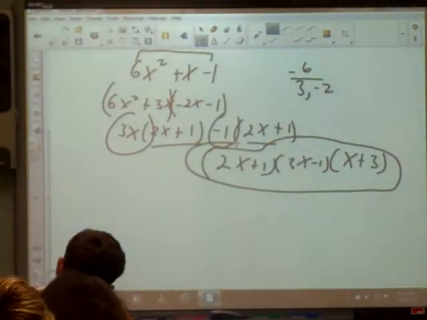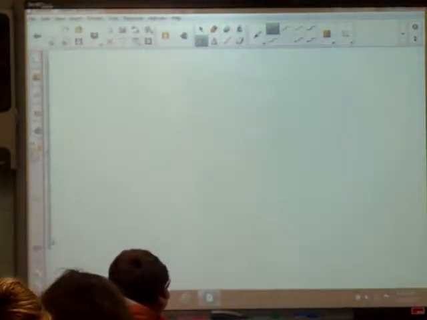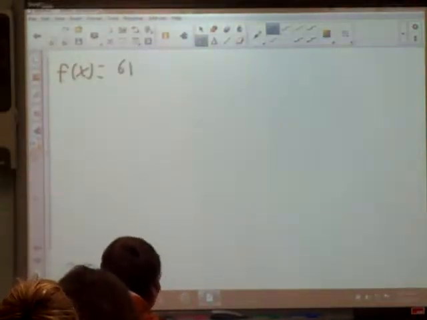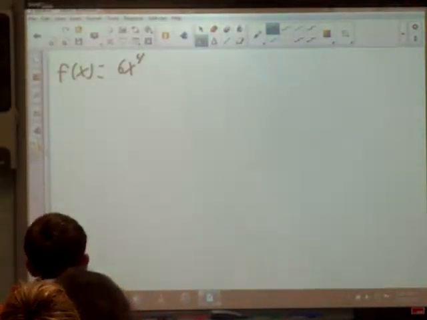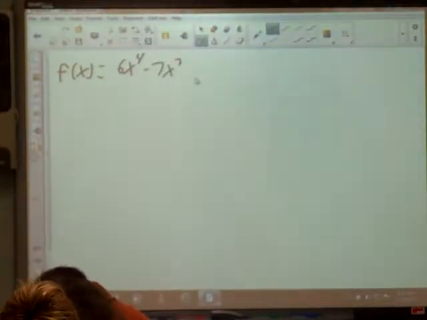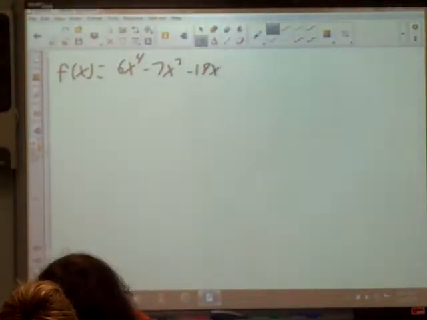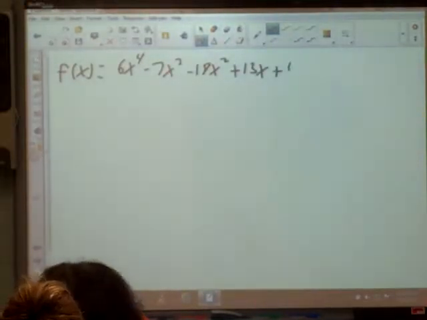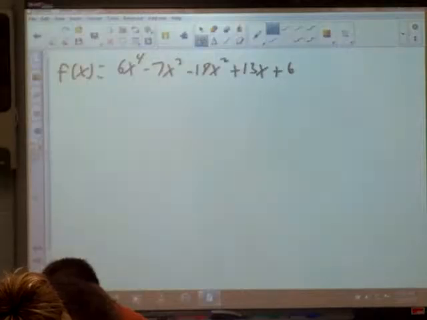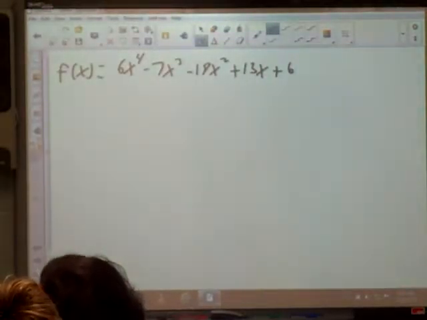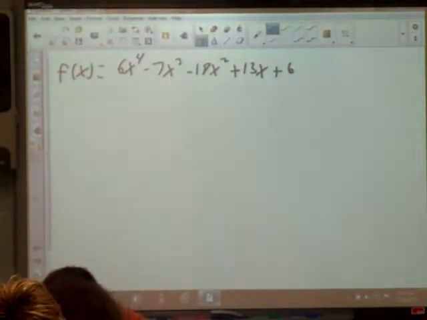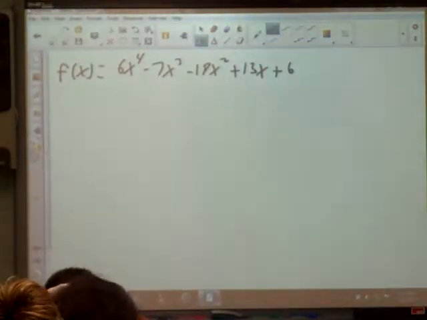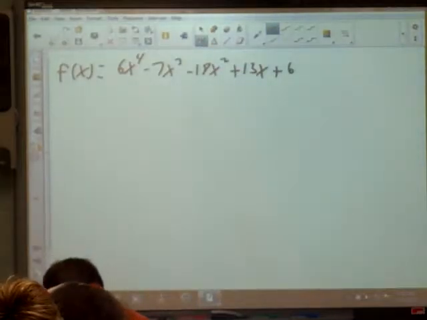So what we do when we're not given a 0, if I've got f of x equals 6x to the 4th minus 7x cubed minus 18x squared plus 13x plus 6. There's your function. All right, when we're given this, the directions say, first off, we're going to list all the possible zeros. They didn't give me one to start with like the previous two problems. List all the possible zeros and then find which ones are actually real zeros of it.